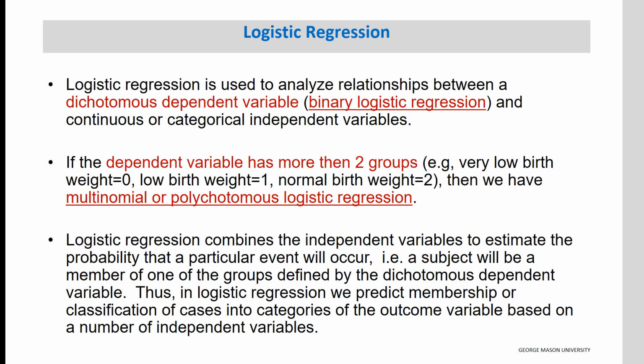Logistic regression combines the independent variables to estimate the probability that a particular event will occur. For instance, a subject will be a member of one of the groups defined by the dichotomous dependent variable if it's binary logistic regression. Therefore, in logistic regression, we predict membership or classification of cases into categories of the outcome variable based on a number of independent variables. Logistic regression is a classification technique.